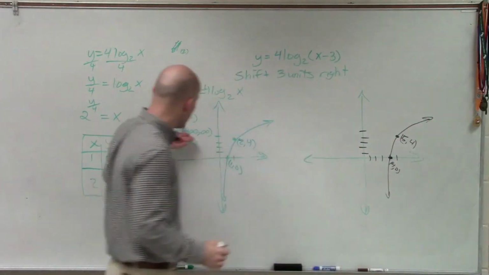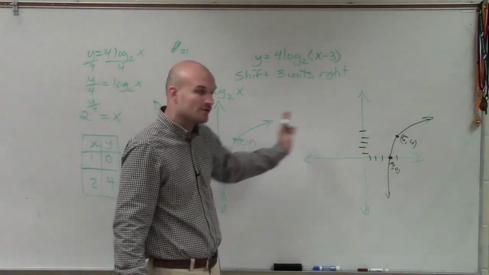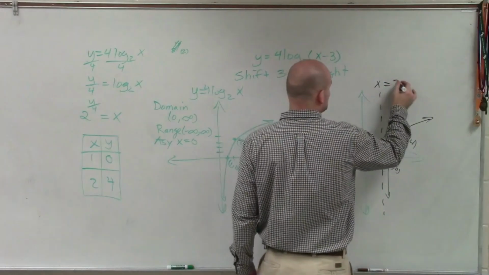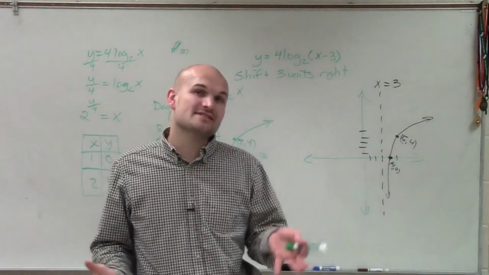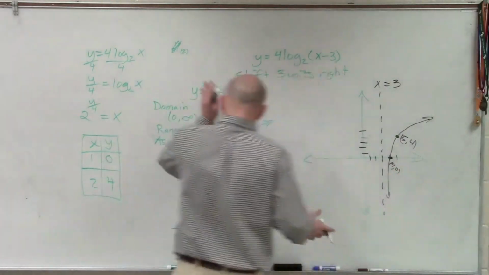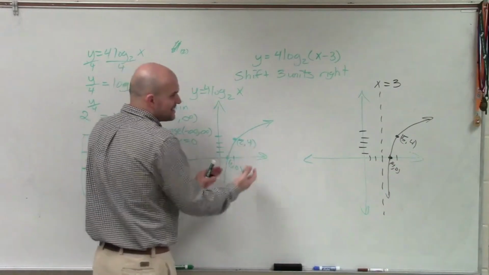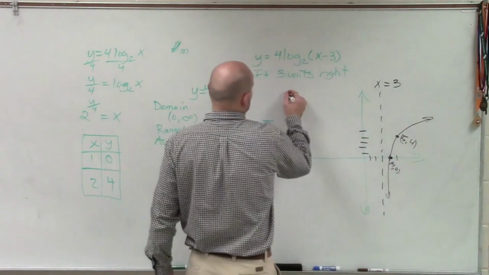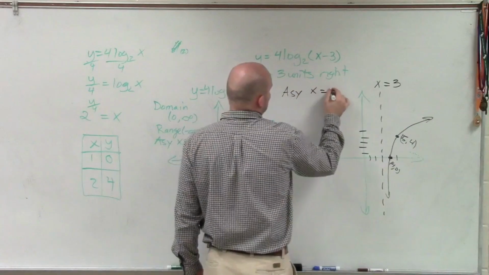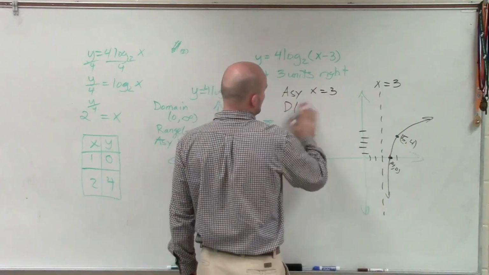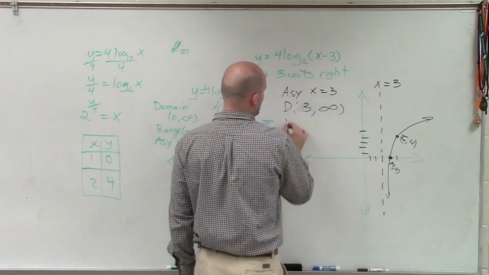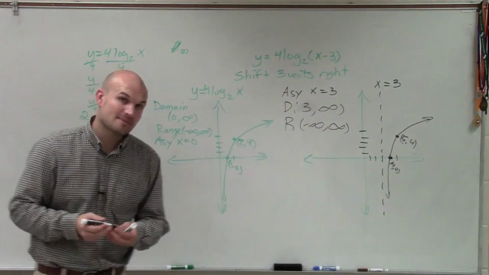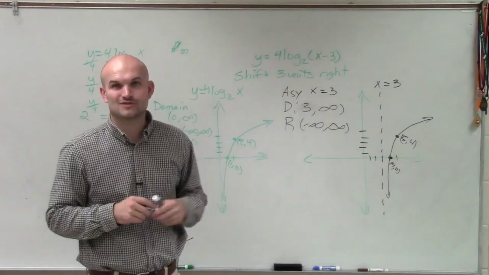And the other thing is, remember, my asymptote was originally at x equals 0, but now if I shift that over 3 units, I'm going to have a new asymptote at x equals 3. All right? And that makes a big difference as far as my domain, because now, when my asymptote was at 0, we know that all the values had to be positive. Well, now all my input values for my domain have to be greater than 3. So as my asymptote changes to x equals 3, my domain changes from 0 to infinity to 3 to infinity. My range, however, is unchanged, so it would be negative infinity to infinity. So there you go, ladies and gentlemen. That is how you graph with a horizontal transformation.